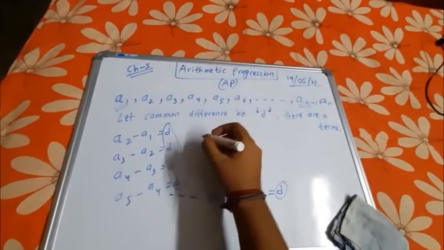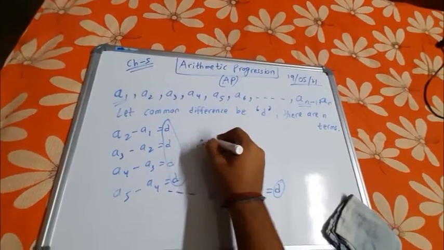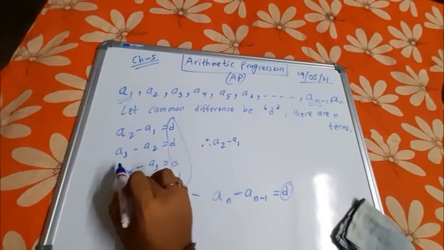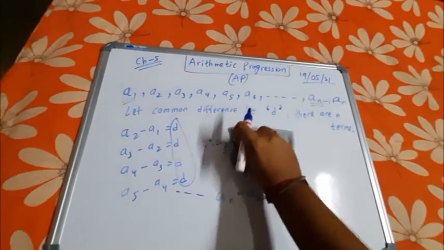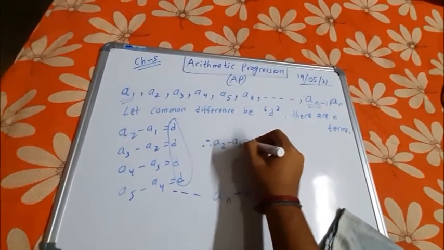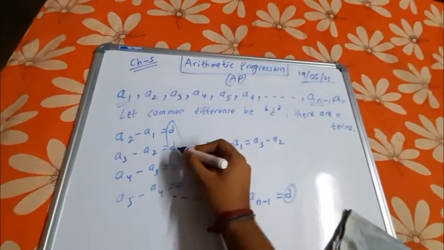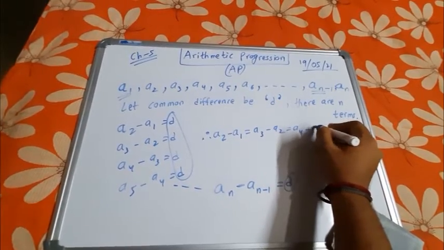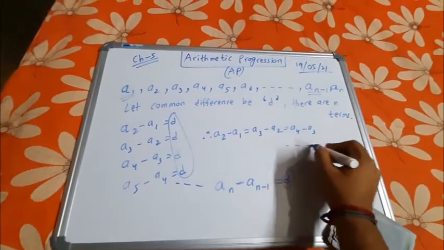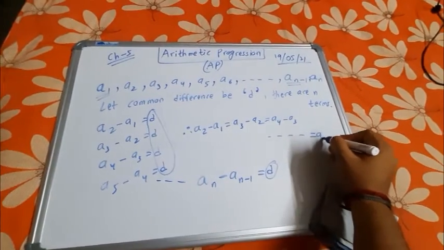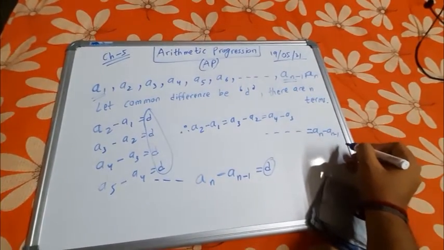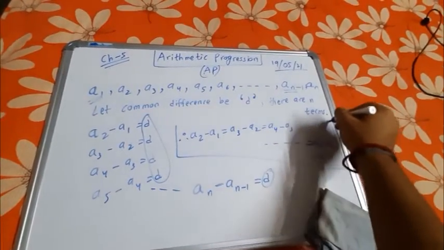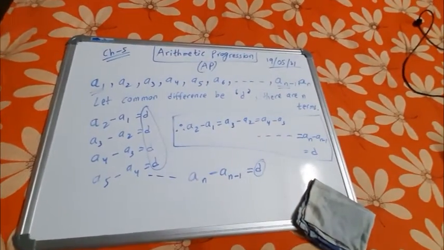That special form is like this. Therefore an AP series can be denoted by this: a2 minus a1 equal to a3 minus a2, because that is also d. Next, that will be equal to a4 minus a3. Now it can be continued, dot dot dot, up to an minus an minus 1, and that thing will be equal to d. So this is the general representation of any kind of AP series.